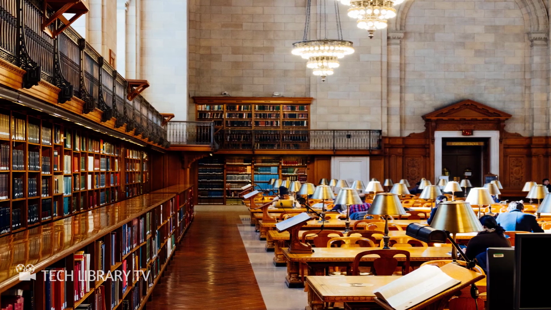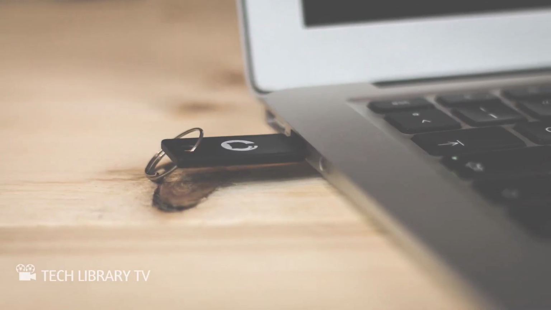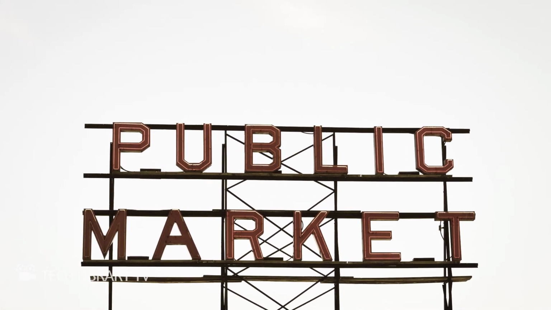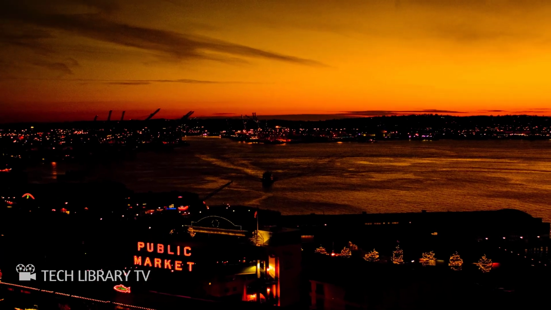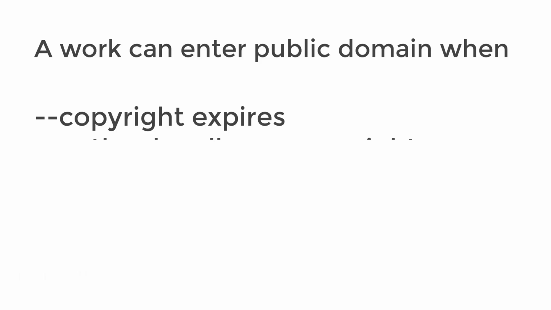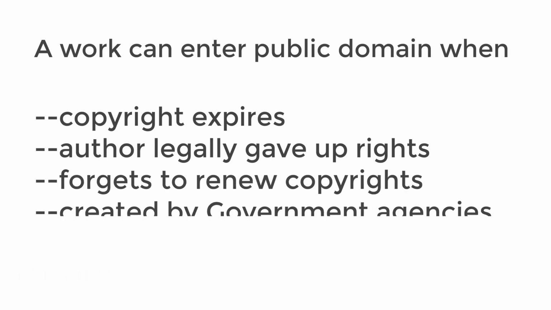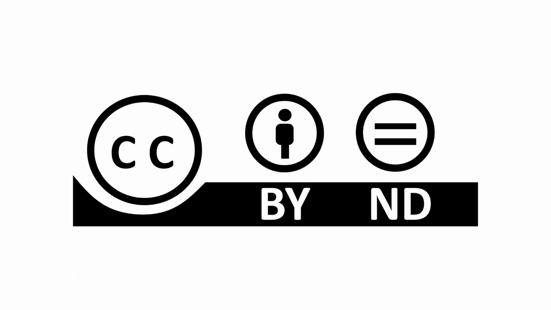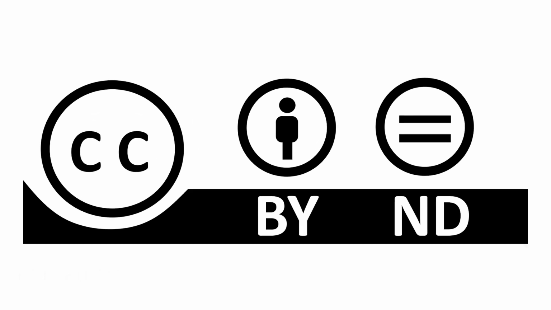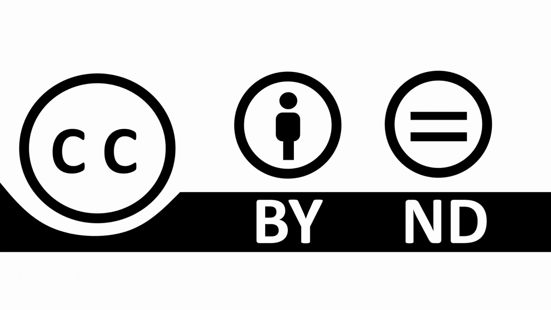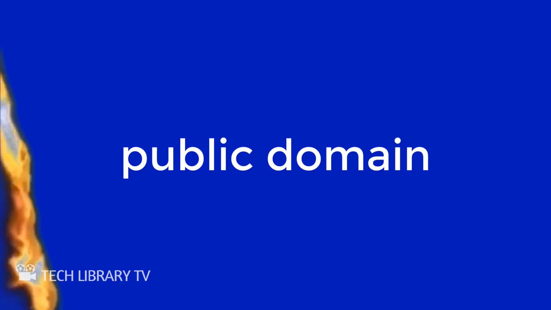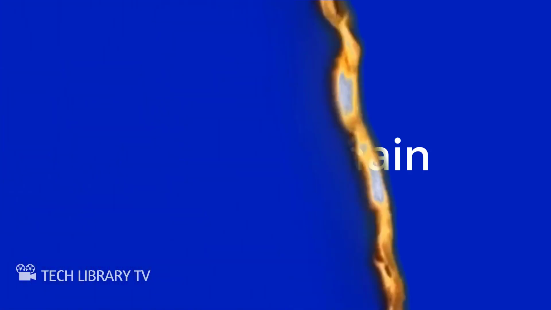A work can enter the public domain in many ways, such as the copyright could expire many years after its creator dies, or the work's creator may legally give up all claims to the material, the creator forgets to renew the work's copyright, or the work may have been created by agencies of certain governments, in which case it was in the public domain from the time of its creation. In some cases, if a work enters the public domain after copyright expiration, anyone using the work may still be required to note who created the work. So that was a brief intro into what is public domain.